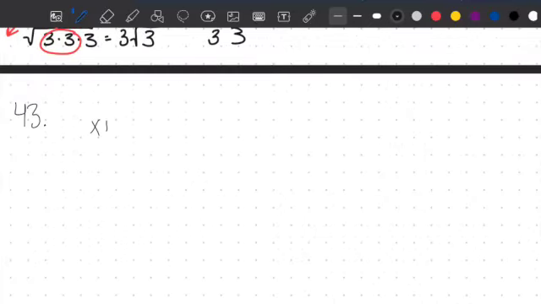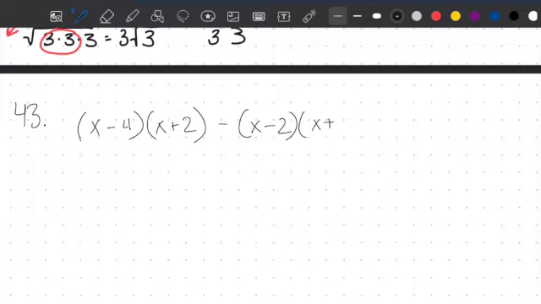The expression is x minus 4 times x plus 2, minus x minus 2 times x plus 4. The first thing we have to look at is those two brackets that are being multiplied together, and we have to use our FOIL method. So our first, outer, inner, and last. Our first terms are x and x, and so that's going to give us x squared.